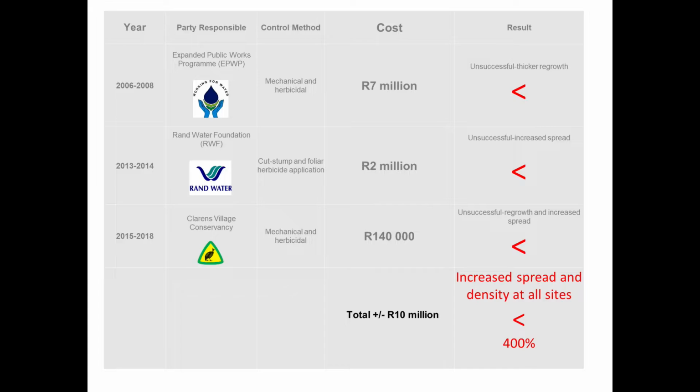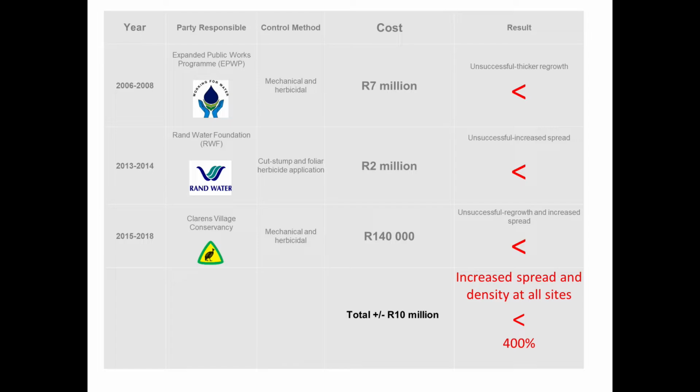So 10 million rand over a small 20 hectares, let's call it, and over the 20 years, the population size has increased by 400%. So it really is a losing battle with those kinds of scenarios. It nearly suggests that the more money you put in, the faster the population is going to spread. So I'm involved in the management of that now, and what we've suggested is do not touch it and just leave it alone. Because if you chop it, it regrows faster.